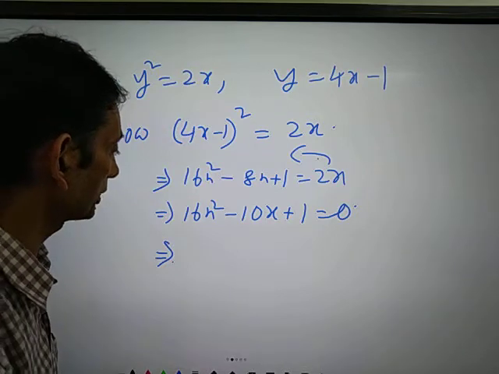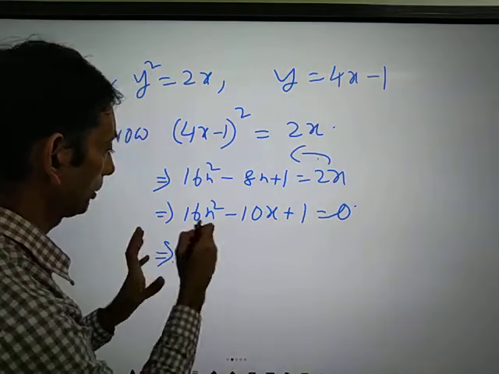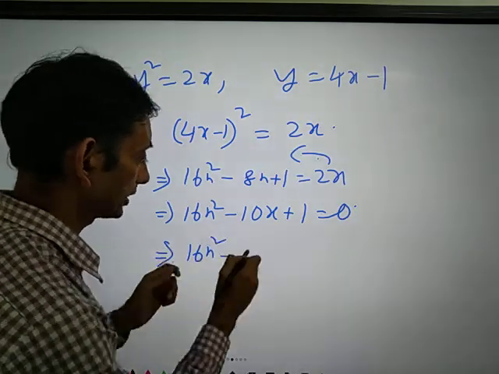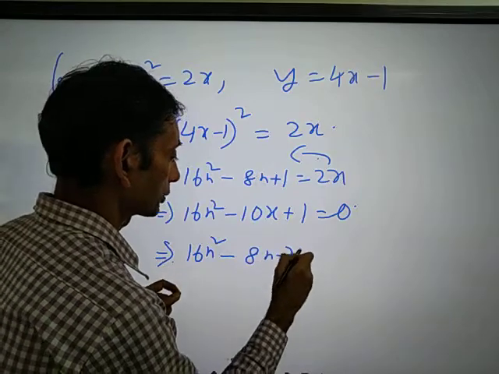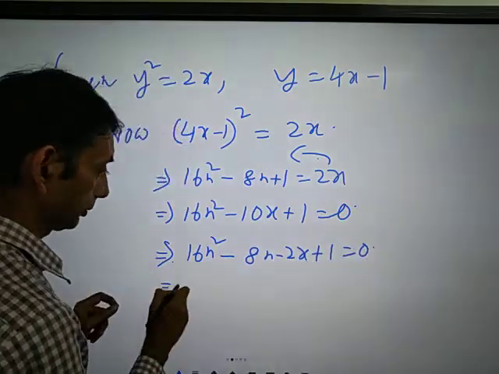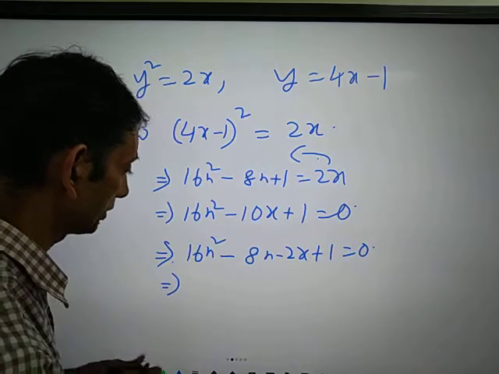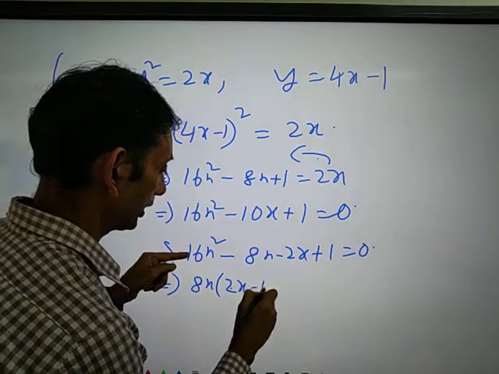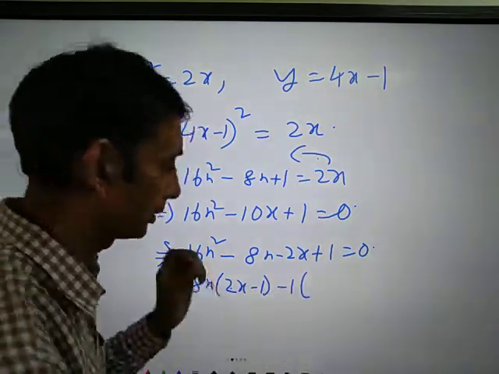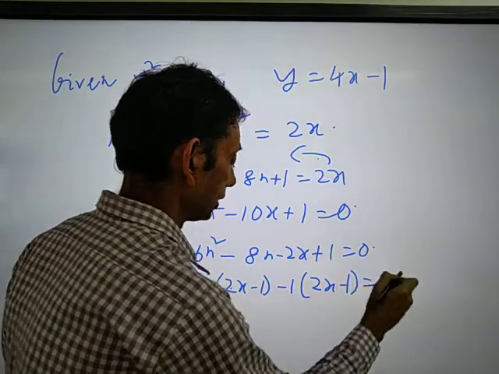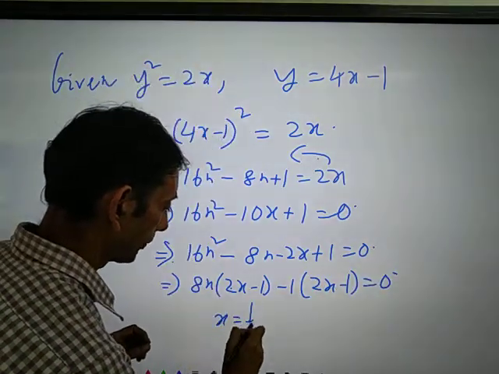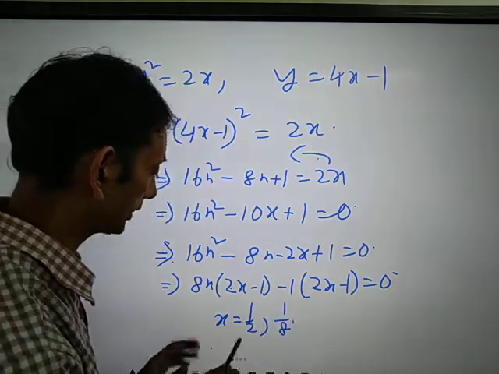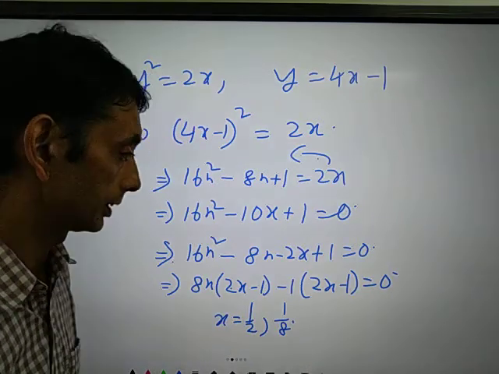We'll factorize this quadratic equation. 16 times 1 is 16, so we can try middle term splitting. 10x can be written as 8x plus 2x, so 16x squared minus 8x minus 2x plus 1 equal to 0. You can take 8x common, which gives 2x minus 1, and from the rest you can take minus 1 common, so (2x minus 1)(8x minus 1) equal to 0. This gives us x is equal to half and x is equal to 1 by 8.